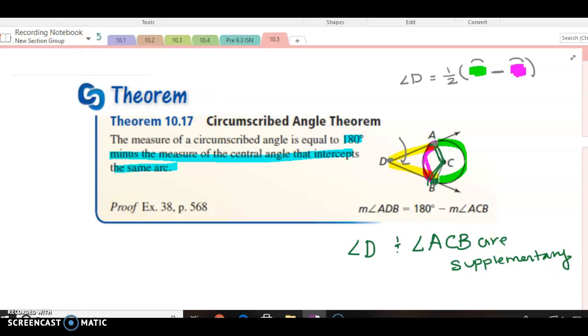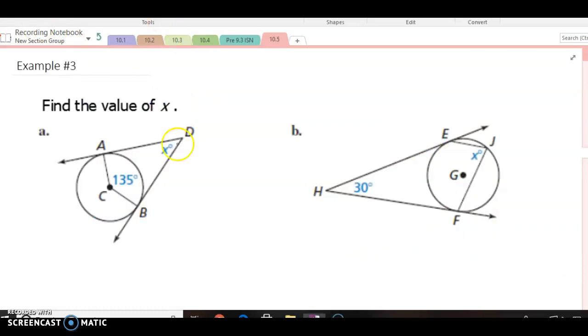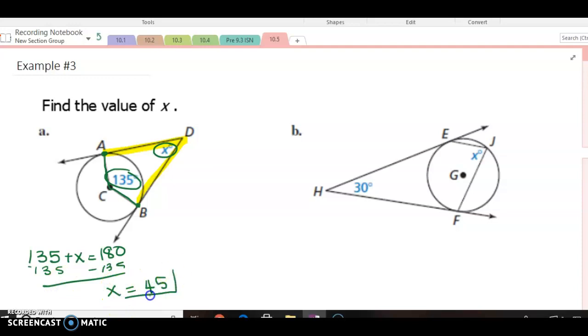All right, let's do a couple of examples. Let's look at example 3 now. Example 3, X or angle D is a circumscribed angle. So we know that that angle and the angle that the points of tangency form, that central angle here, we know that these are supplementary. So 135 plus X equals 180, minus 135. I get X equals 45. That one should have been easy.